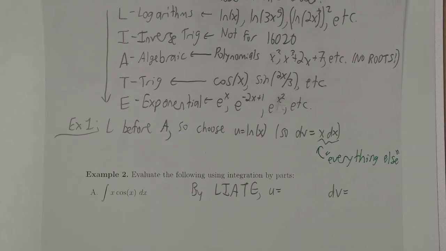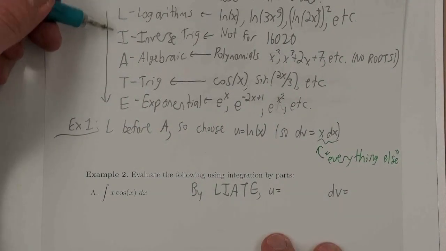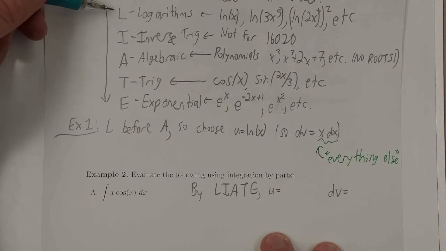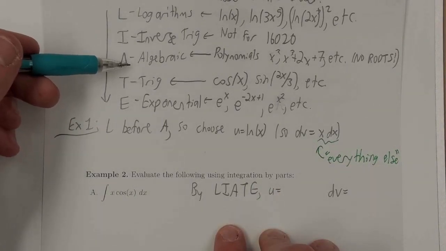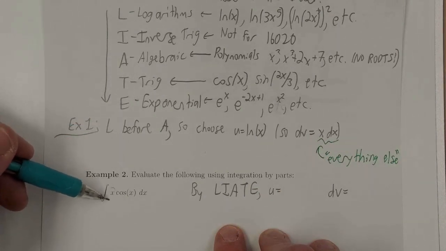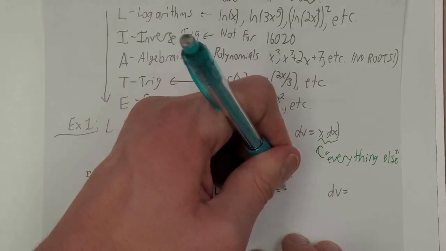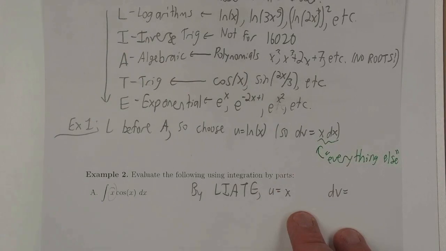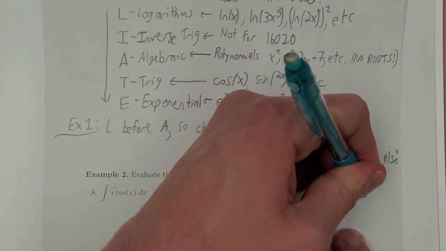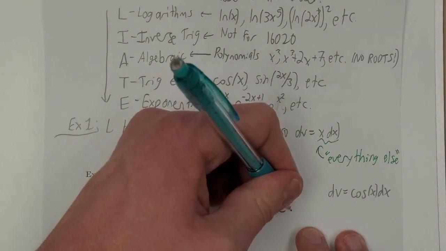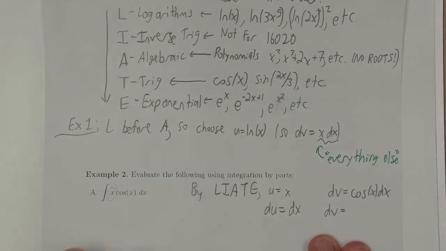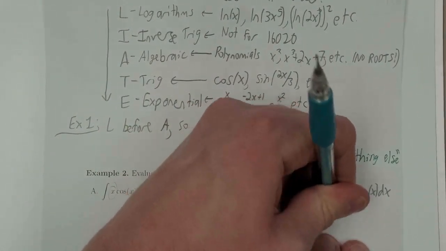Well, remember, we need to choose in this order. The higher up we go, that means that should be our choice. So remember, algebraic corresponds to polynomial expressions, so that can include any linear functions. So x, right. Okay, so u equals x, and then dv becomes everything else. So dv is now cosine of x dx. So du, as we already saw, is just dx. And then, sorry, not dv, just simply v becomes what?